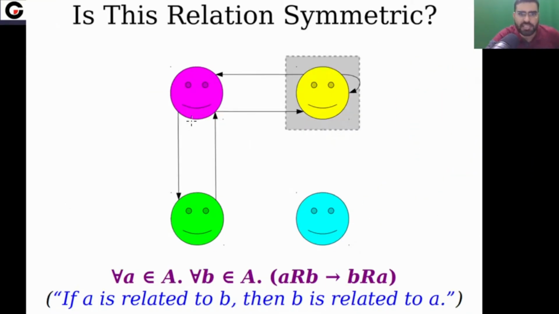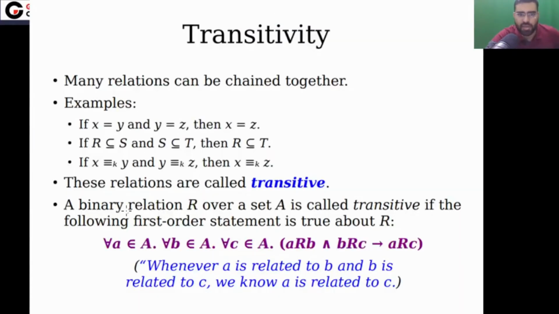Now let's see this. Is this symmetric? Yes, this is symmetric, because you can easily see that if A is related to B, then B is related to A. So is this relation symmetric? The answer is yes. Now let's move on.